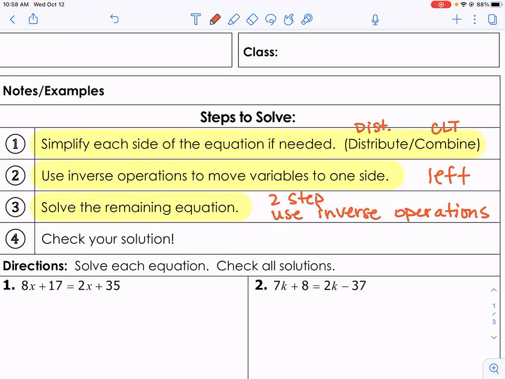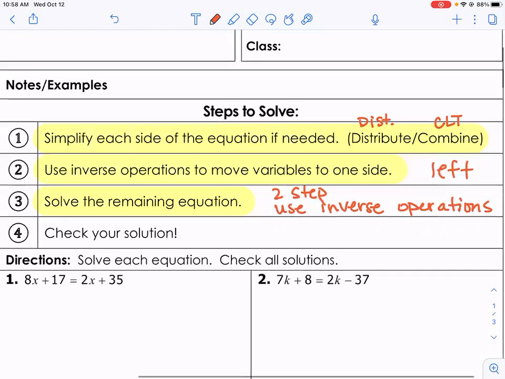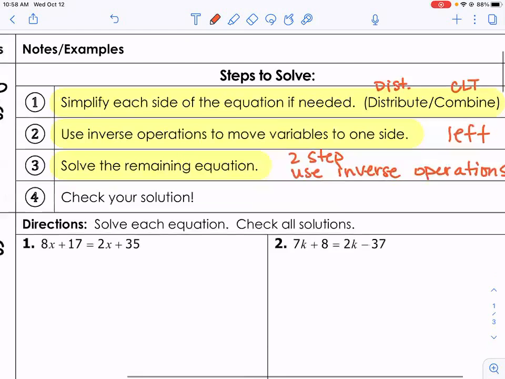Okay. So we are going to start out with some examples where we don't need to worry about the first step of distribute and combine like terms. Let's just practice having variables on both sides. Okay. So let's look at number 1.